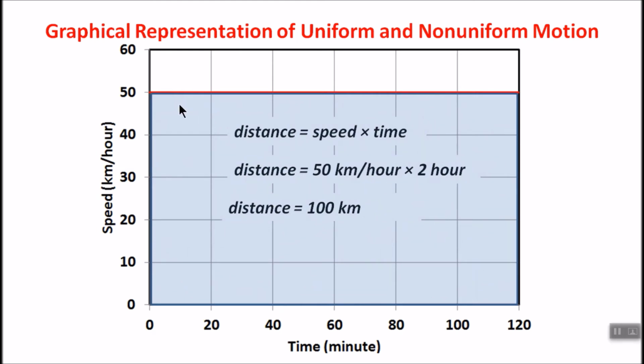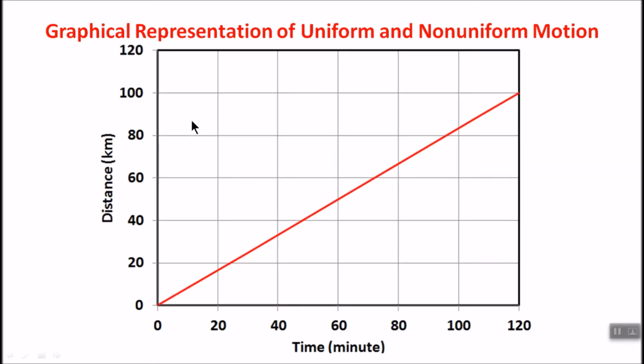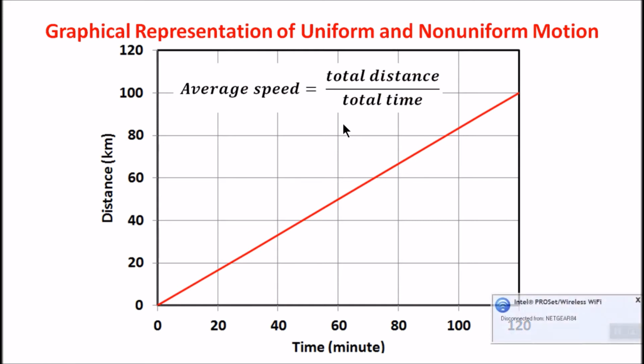So it's not only with this straight horizontal line; in any shape of the velocity curve, the distance can be calculated by calculating this area below the velocity line. So again we see the distance-time curve for the same motion: the distance is increasing with time continuously without changing the slope of the line. This shows a uniform motion, and the average speed is equal to total distance by total time.